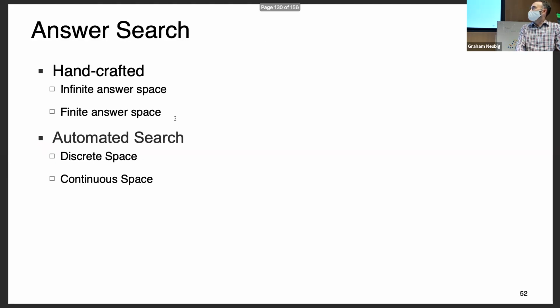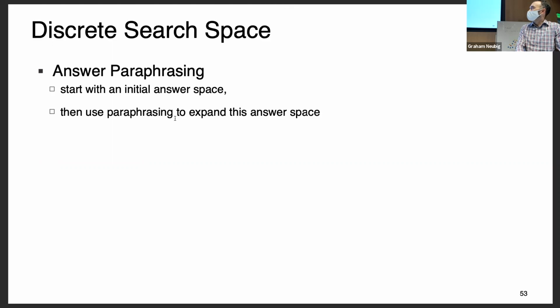So handcrafting, basically, is an art. You figure out what to do based on your intuition. But if we talk about automated search, we have answer paraphrasing, where we start with the initial answer space and then use paraphrasing to expand this answer space to be larger. So that's pretty straightforward, right? It's the same as what we had before.